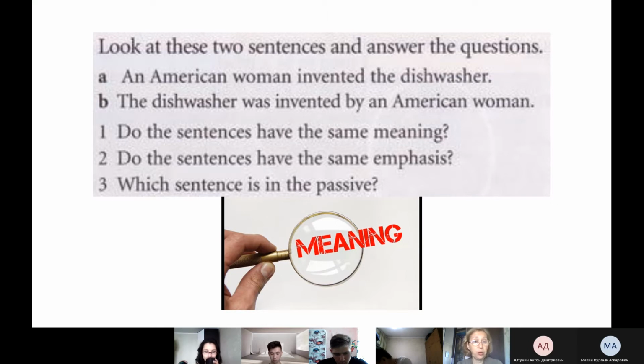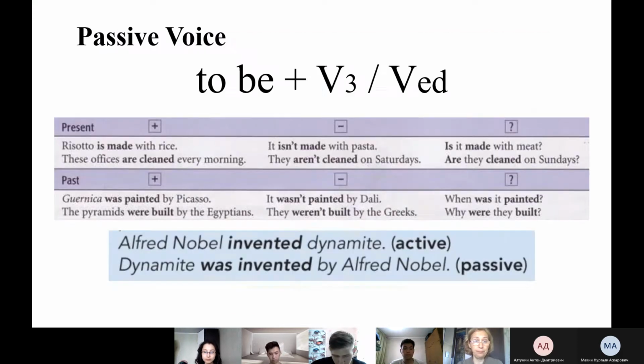And the question is, which sentence is in the passive voice? B sentence, yes. This is the verb was invented, была изобретена. Okay.